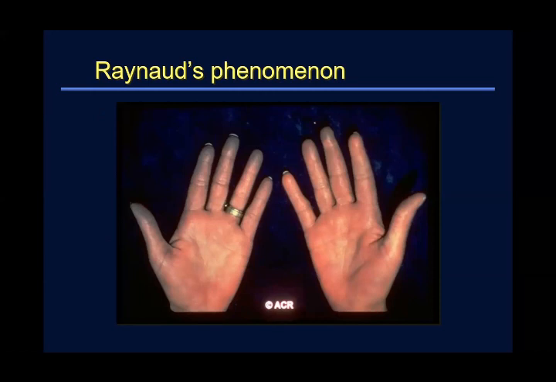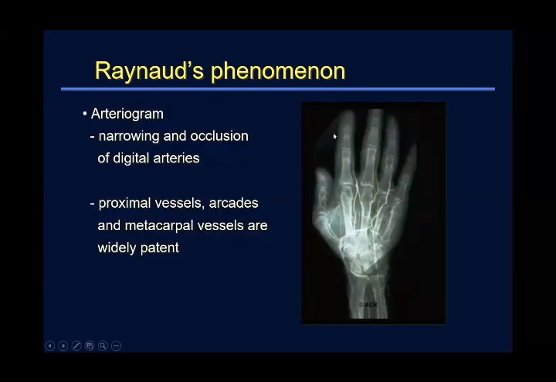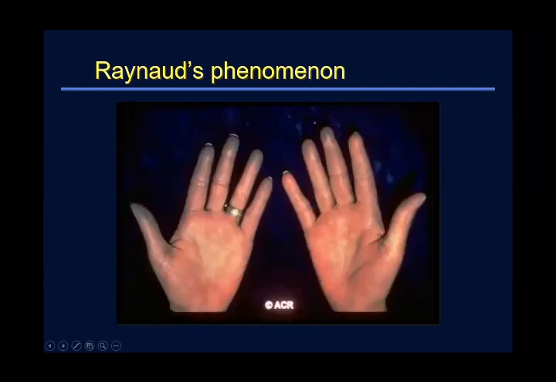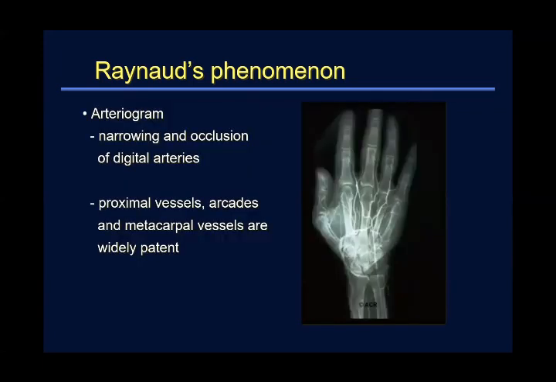You can see the white, then the digits become blue, and there is atrophy of the pulp, and you can see the digital blue and cyanosis. So this is a white, blue, and red discoloration in Raynaud's phenomenon.